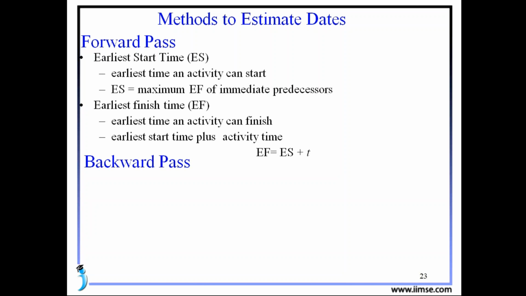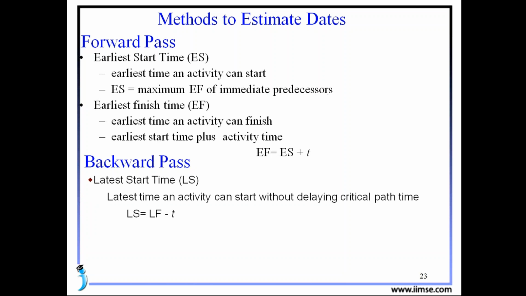Again, backward pass. See, in the backward pass, we find the latest start time. That we represent as LS. See, next one is latest time an activity can start without delaying critical path time. That means without delaying our project duration or our project works, if we have ability to start as late as possible, that we call as latest start time. See here, latest finish time.